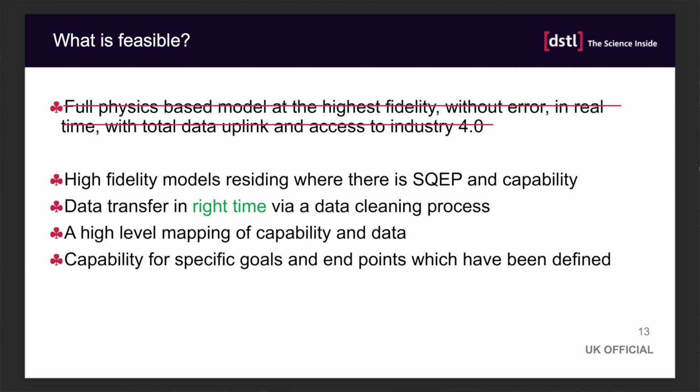High fidelity models residing where there's SQEP is feasible. So there's no point having a really good high fidelity model of how an engine works and then giving it to people that have never seen an engine, right? Because they're not going to know if it's gone wrong. Martine's experts become crucial. When can I apply this? How do I apply it? I need data transfer in right time, and it needs to be clean data, right?